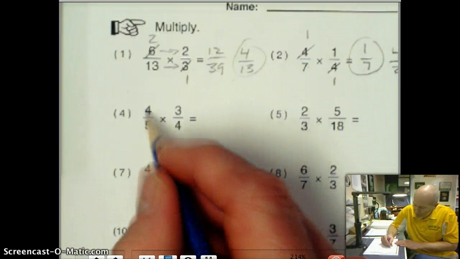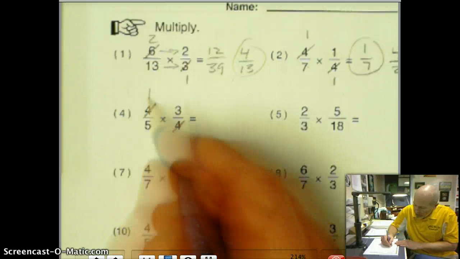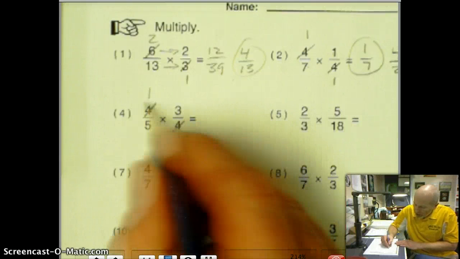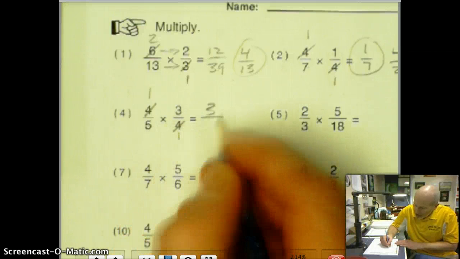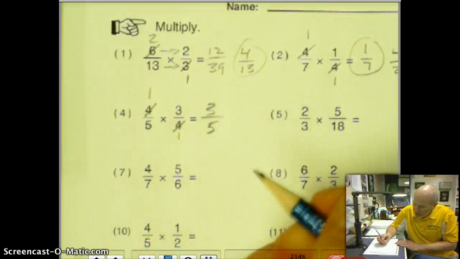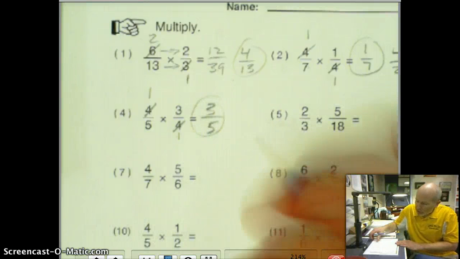Same thing here. I have 4/5 times 3/4. I'm just going to reduce right away. I can divide each of those by 4. 1 times 3 is 3. 5 times 1 is 5. 3/5. I like to circle my final answer to make sure you got that.